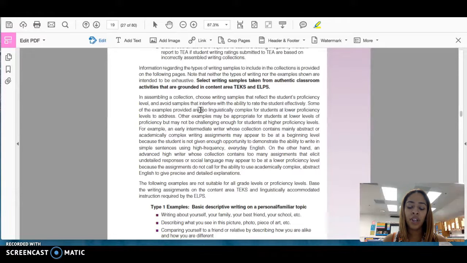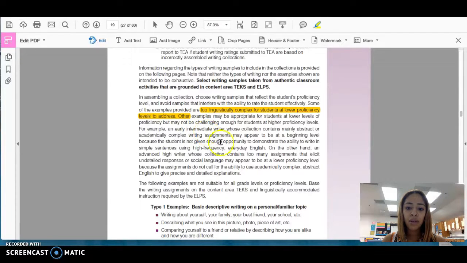And it's really important that this is a time that we are able to differentiate. We want to be providing writing prompts to students that are not too linguistically complex, for students who maybe are at a lower proficiency level. For some of our beginners that may need a different type of prompt than our more advanced.